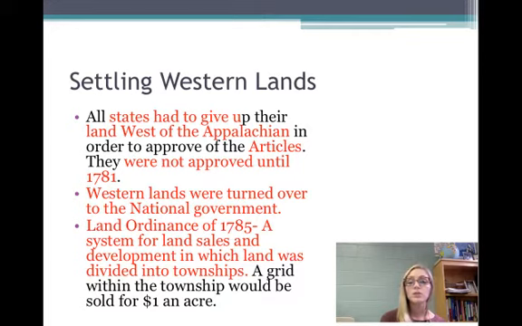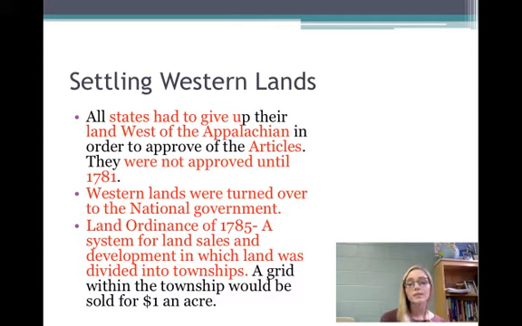And all Western lands were turned over to the national government. This was one power that the national government had. They were in control of all foreign relations, and foreign relations at this time even included land outside of the states, within the current United States.